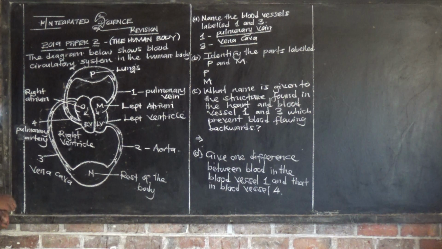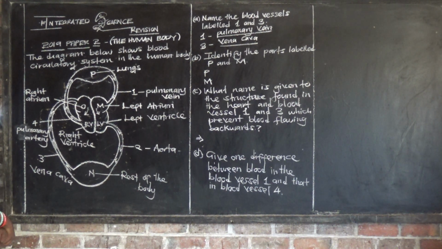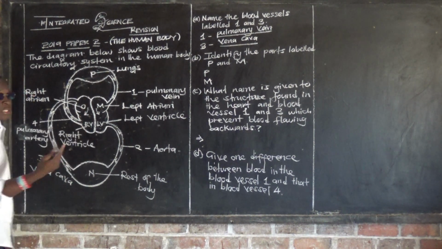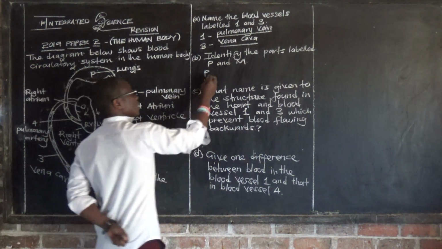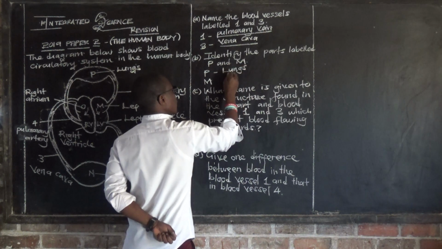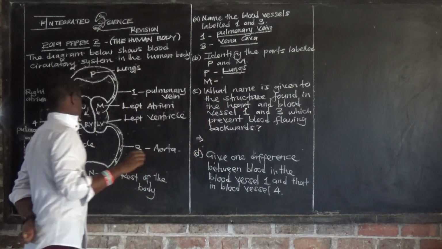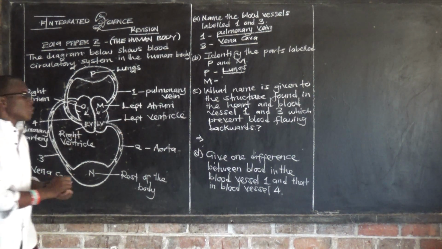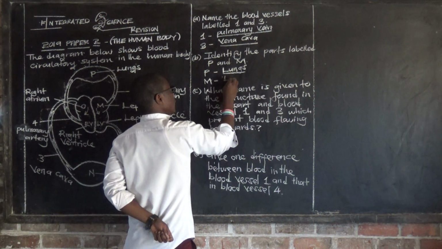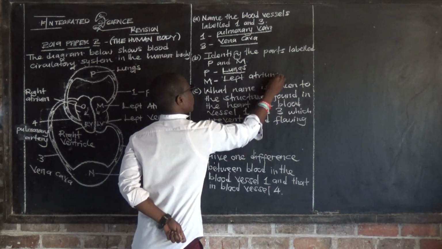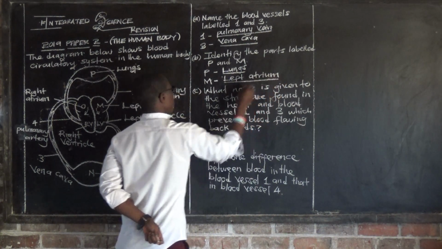Question B is saying identify the parts labeled P and M. They want us to identify the parts labeled P and M. Remember, P, this one represents the lungs. So P represents the lungs. So just say lungs. Okay? Then M. Remember we said M, this is our left atrium. Are we together? So M, this is our left atrium. Then we can look at C.